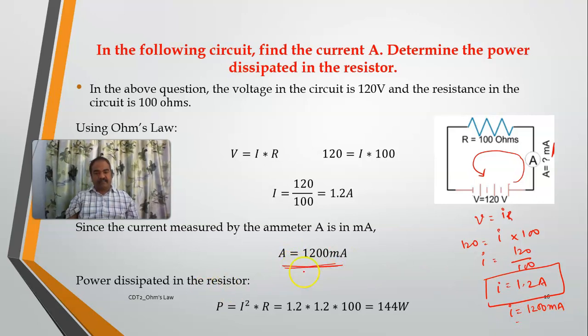So what is the power dissipated in the resistor? He has asked us to determine the power dissipated in the resistor also. P is equal to I square into R. What is I? 1.2 squared, into 100. So its value is 144 watts.